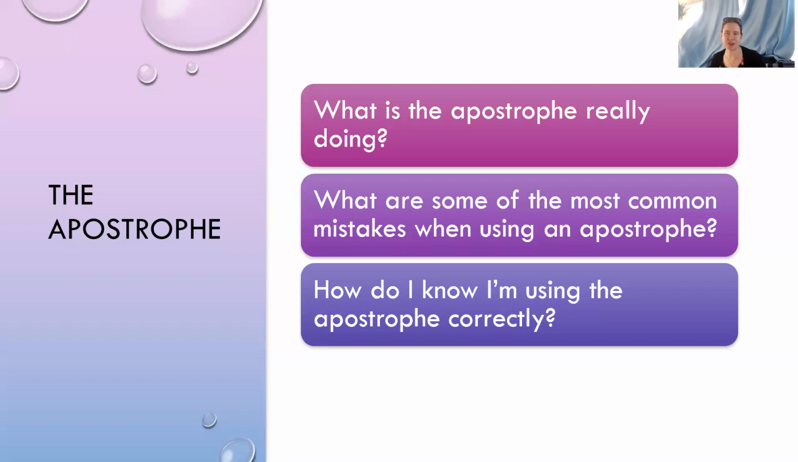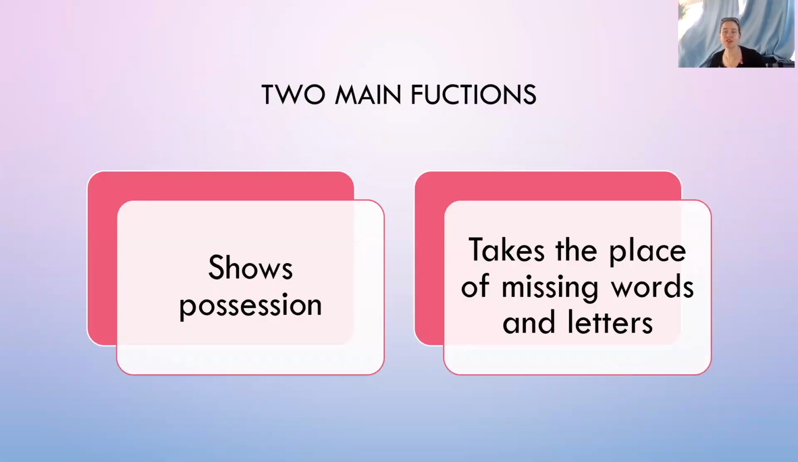By the end of this lecture, you will be able to understand the purpose and function of the apostrophe. You will see some of the most common mistakes that occur in writing using the apostrophe, and you will know how to identify if you are using the apostrophe correctly in your own writing. There are two main functions of the apostrophe. The first is to show possession, and the second is to take the place of missing words and letters.